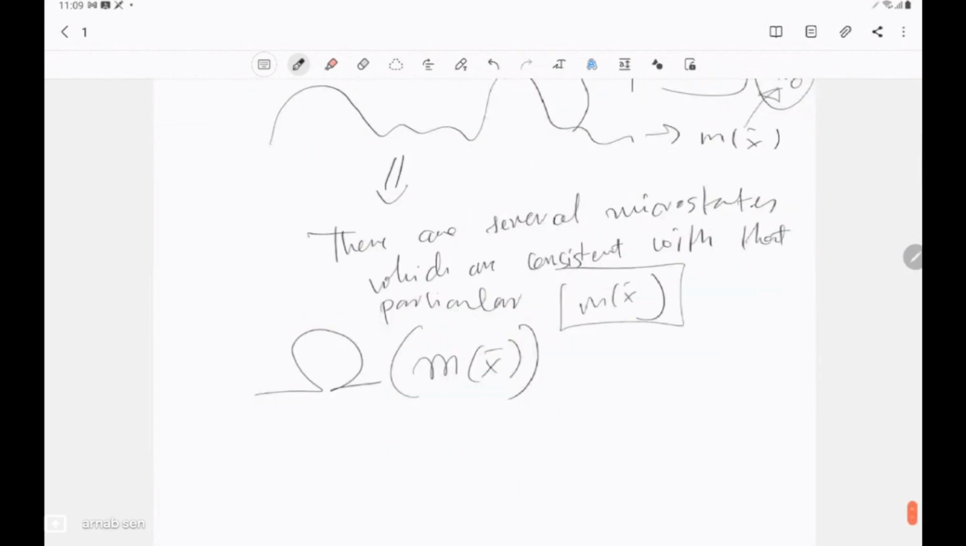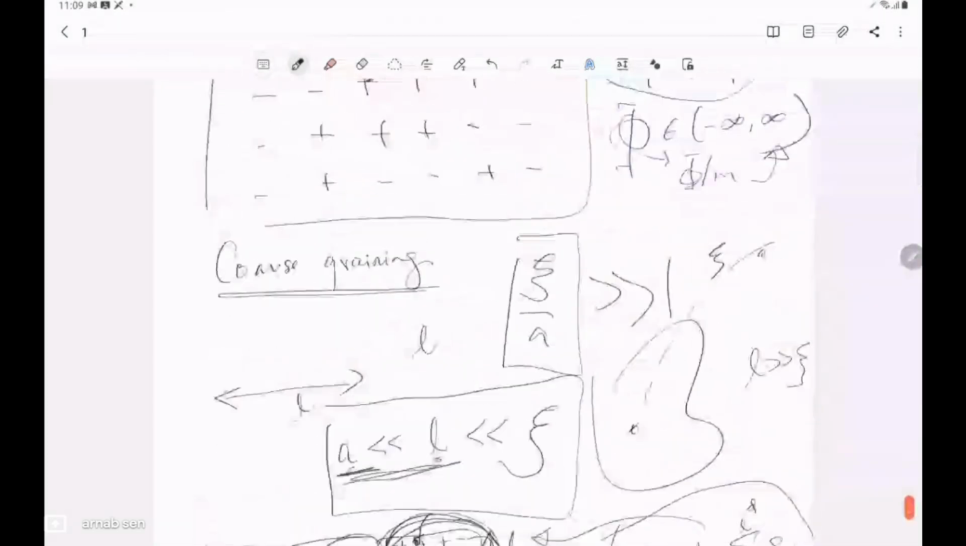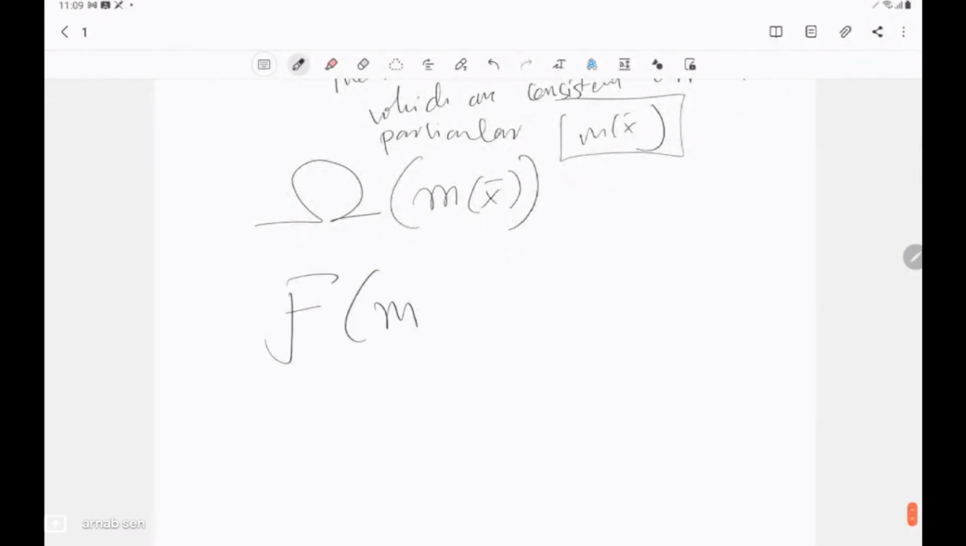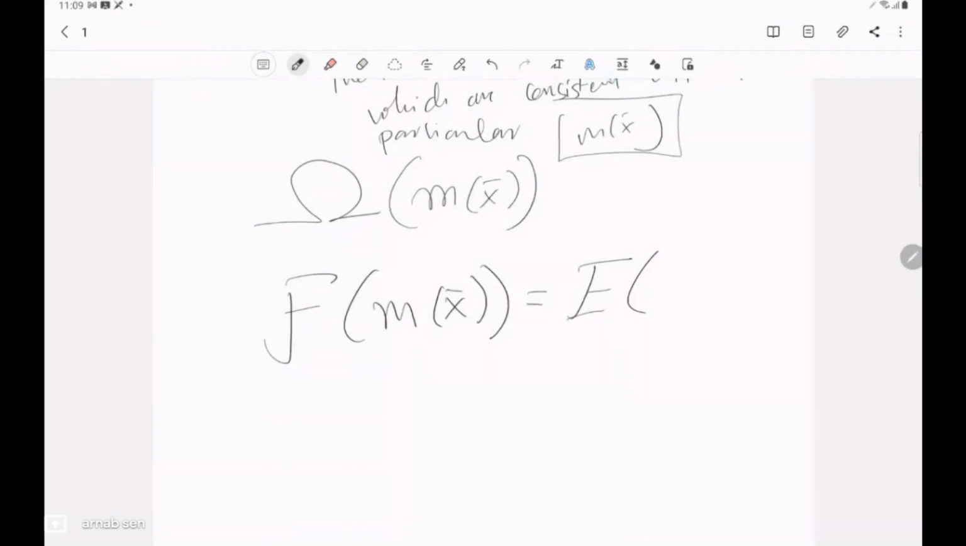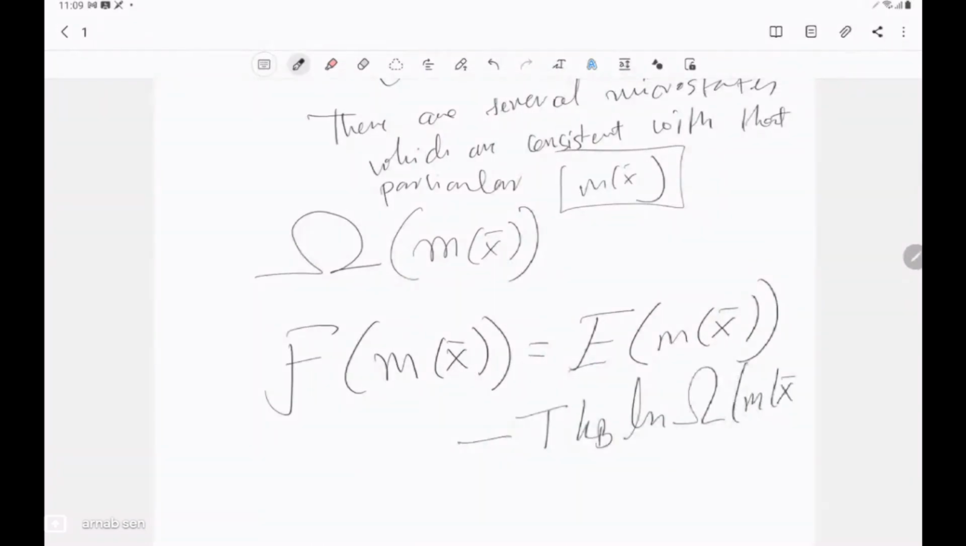Now you can roughly see what the Landau free energy is. The Landau free energy, which I have denoted by this symbol, is basically the energy, because free energy is E minus TS, given this coarse-grained field, minus T times k_B log of this quantity. This is the Landau free energy.